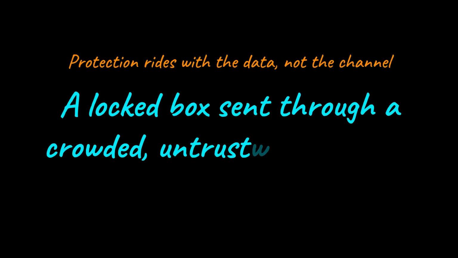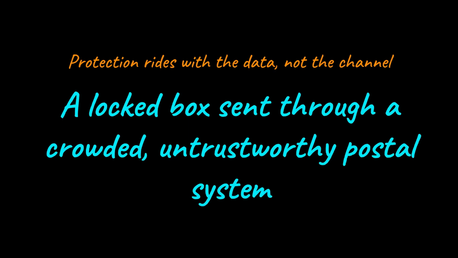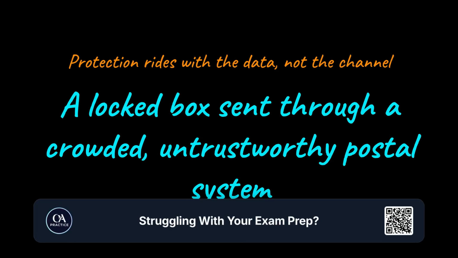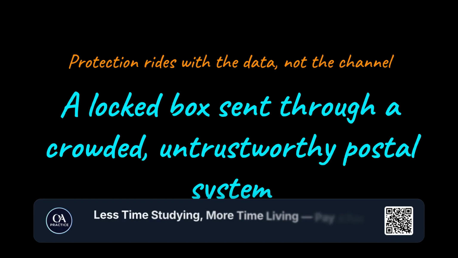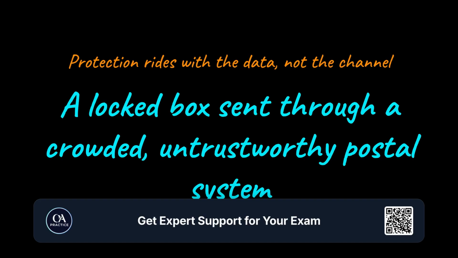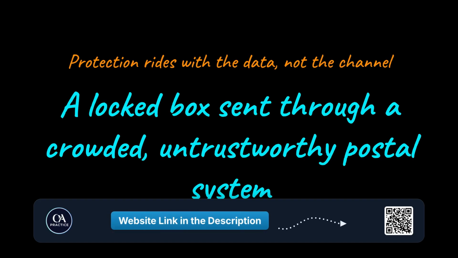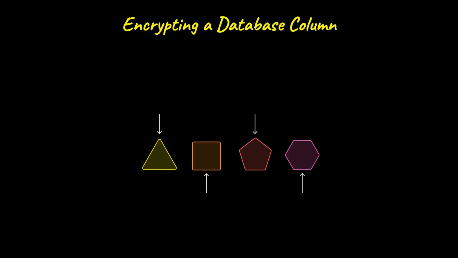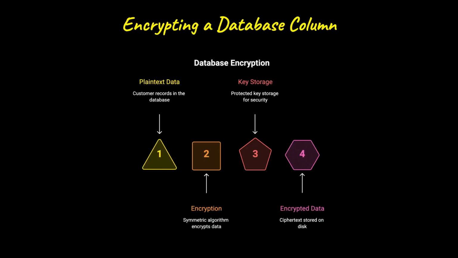Messages often travel across untrusted channels, like shared networks or outside storage services, where anyone could copy the data. Cryptography solves this by letting the secret survive the journey, because the protection travels with the message itself, not with the path it takes. Consider an engineer encrypting a column of customer records. A vetted algorithm and a protected key transform the records before they are written to disk. So a thief who steals the database files finds only ciphertext.